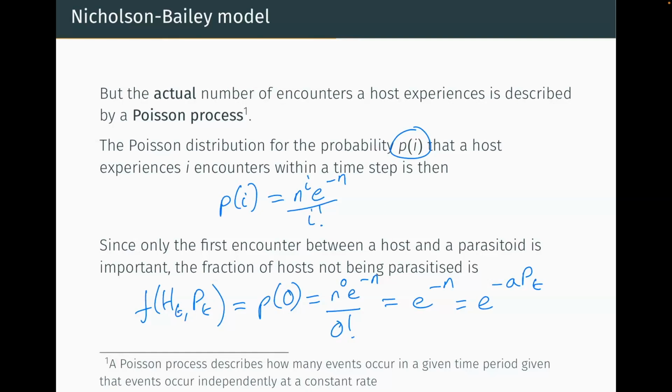Yes. Okay. The n to the power of 0 that we divide by 0 factorial. So 0 factorial is equal to 1. Yeah, 0 factorial is equal to 1, and n to the 0 is equal to 1 as well. Okay. Any other questions? It's good, ask questions.